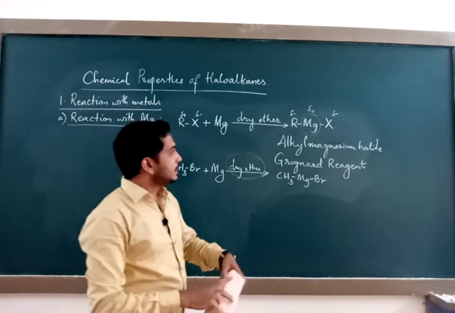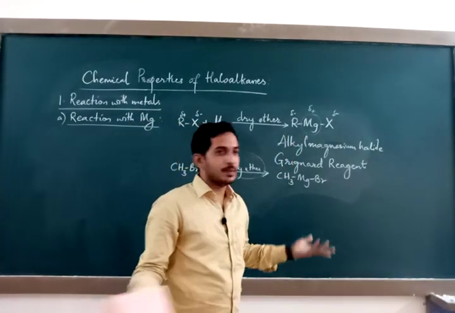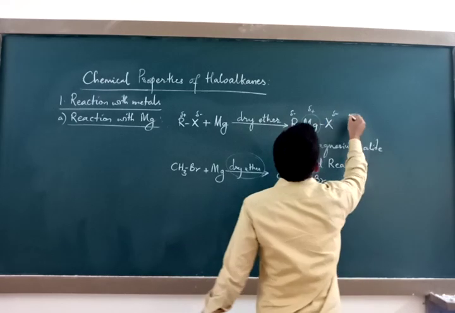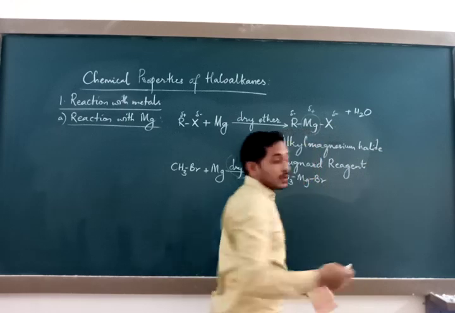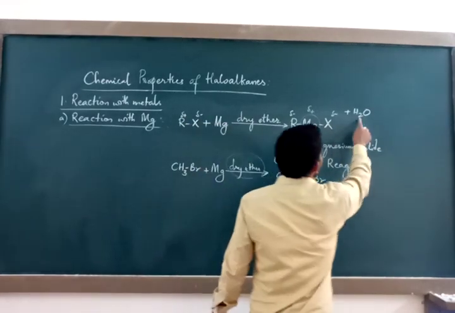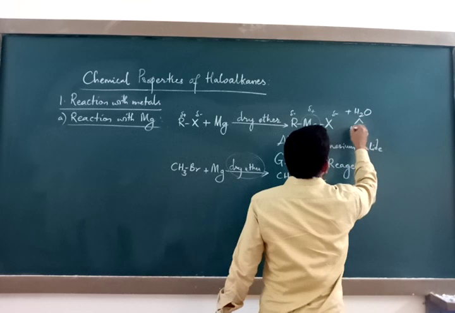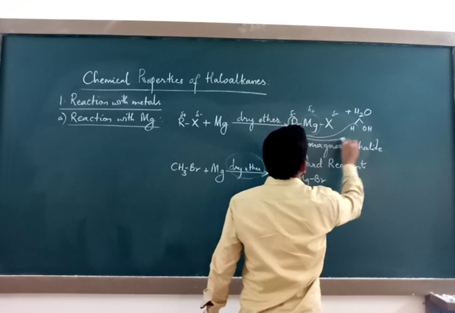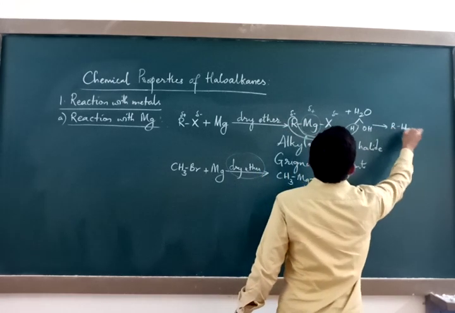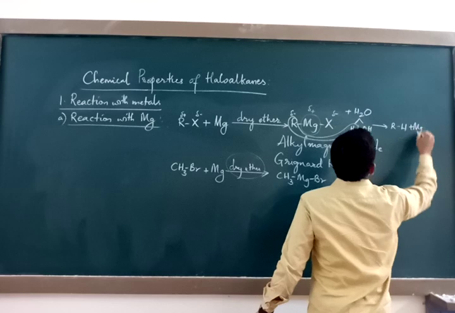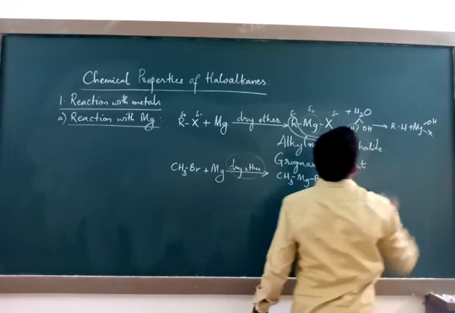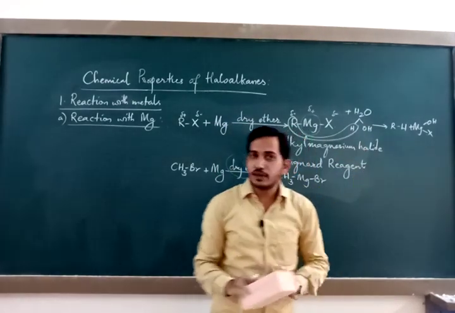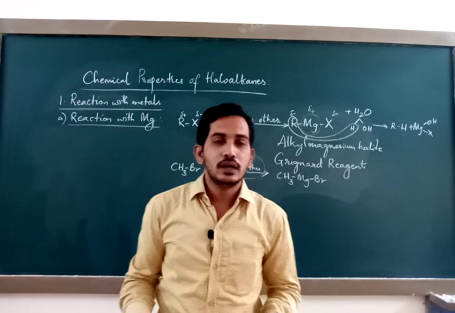For that reason, they react with any source of proton available. For example, if during the preparation of Grignard reagent, if anywhere water is present, then it reacts with any source of proton, like it can be split as HOH. It will react with any source of proton and it will become RH, then hydroxy magnesium halide. It gives rise to the formation of an alkane. It will never form a Grignard reagent, but it will become an alkane.